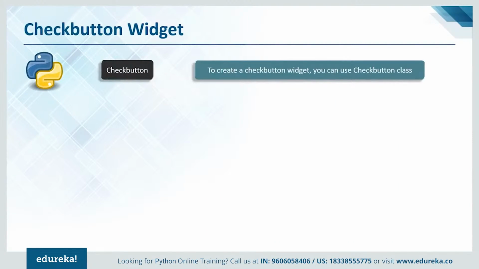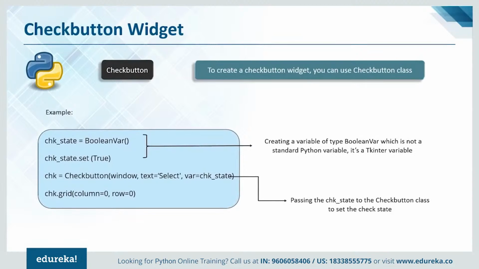Well, next, this is a classy one, guys. This is the check button. Well, it is widely used in almost all of the sites, right? So basically, we use the check button class to create the widget. We start by creating a variable of the type BooleanVar. But this is not a Python standard variable, correct? Well, nothing to worry, guys.